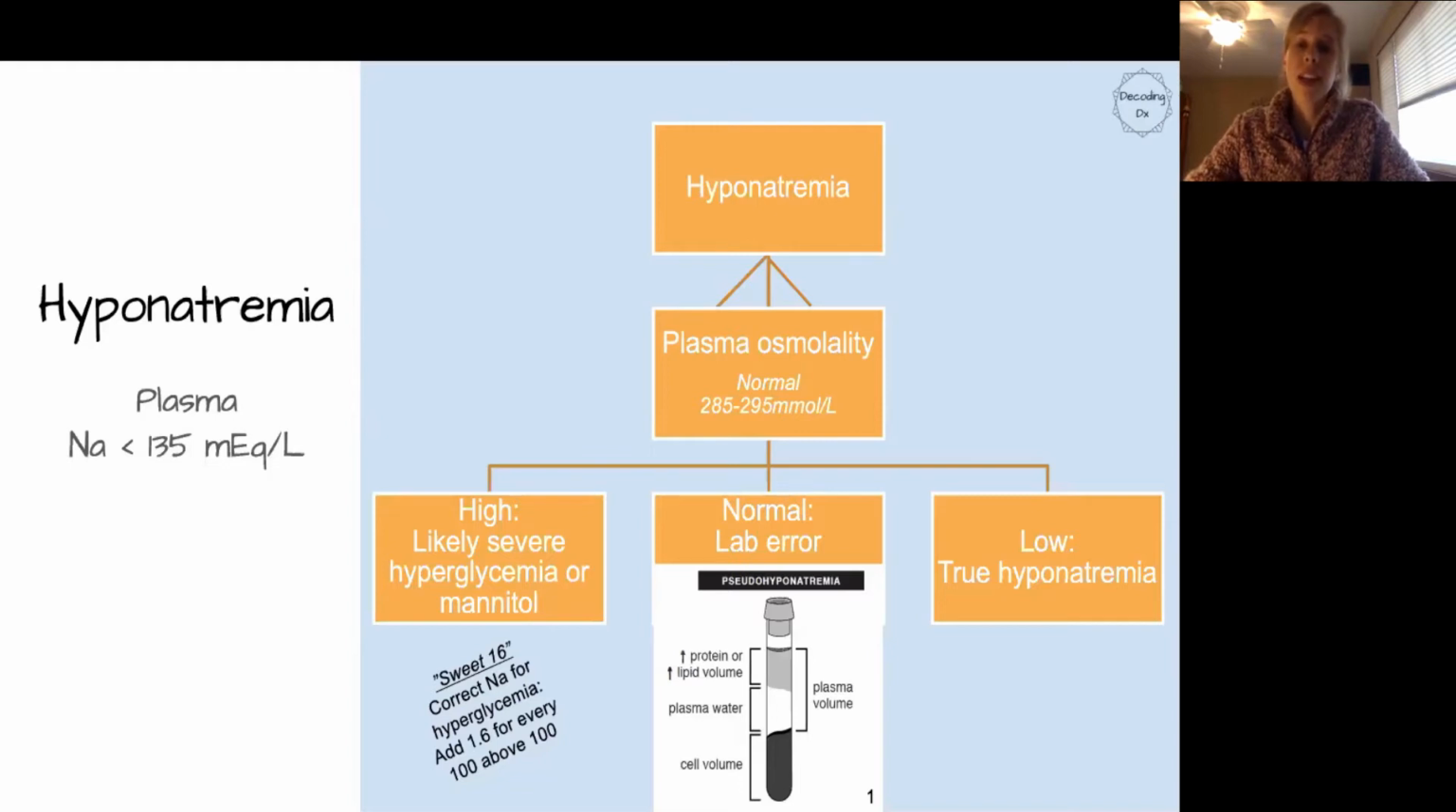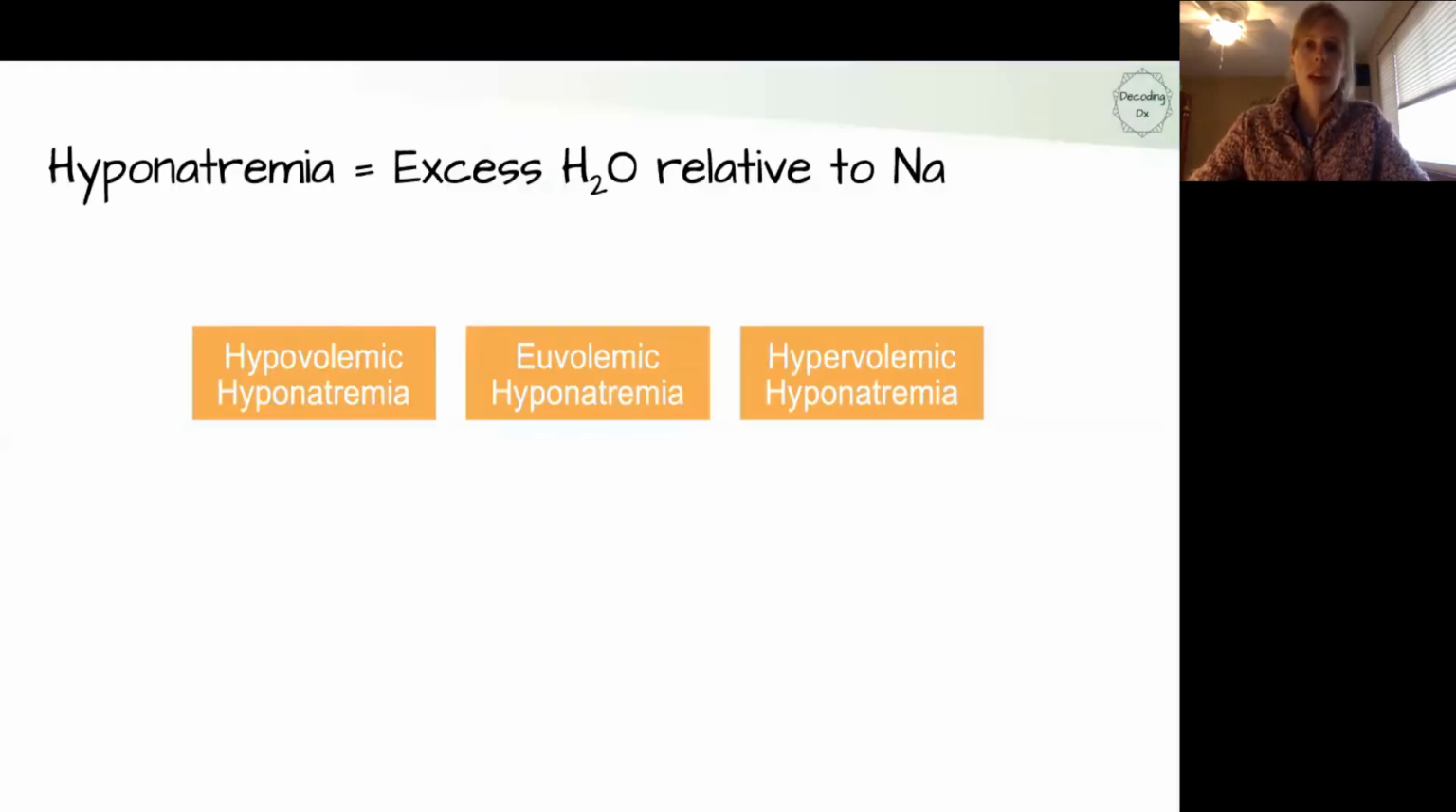But if your osmolality is low, that is true hyponatremia, and that is what we will be talking about for the rest of this presentation. Hyponatremia in and of itself is excess water relative to sodium. In reality, this is a water problem more than it is a sodium problem. So you can have three different volume states in your patient with hyponatremia: hypovolemic, euvolemic, or hypervolemic.